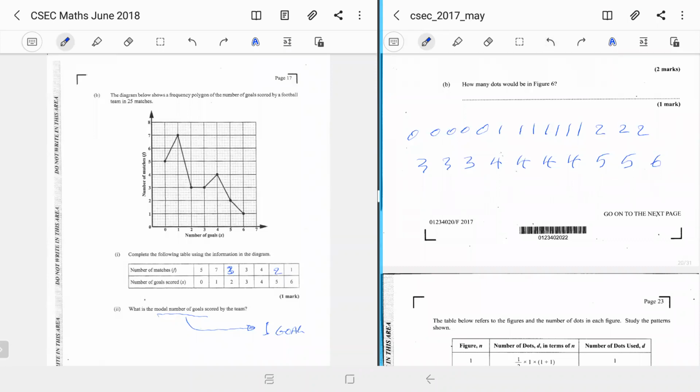So how do you find the median number of goals from that data? There are 25 of them. How do you find the median? Which position would have the median number of goals? If there are 25 pieces of record there, which one would have the median number of goals? Sir, the 13th one.